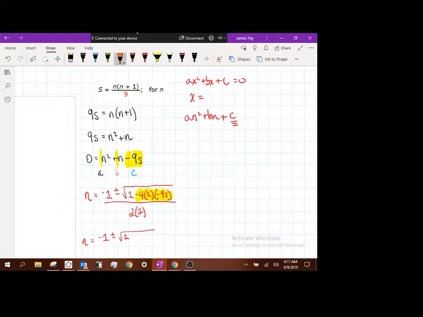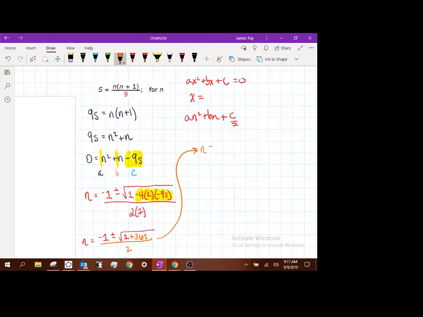What's 4 times 9? 36, right? They're both negative, so it's positive. And then I've got the s that goes along, all over 2. Okay? Now, that is your answer.